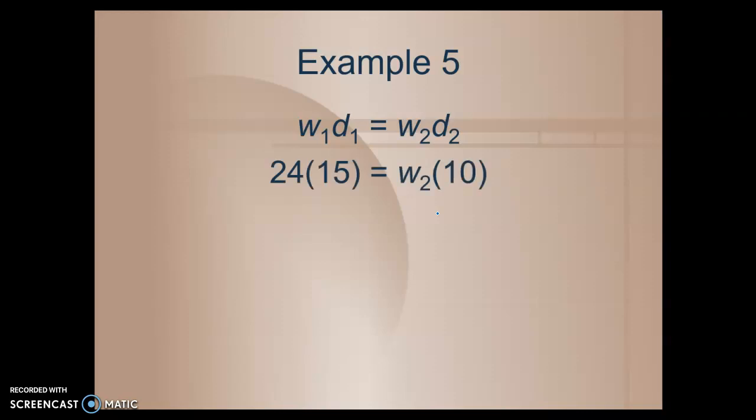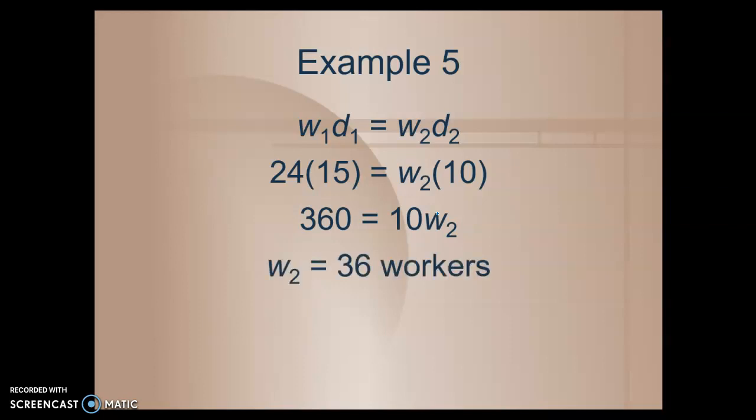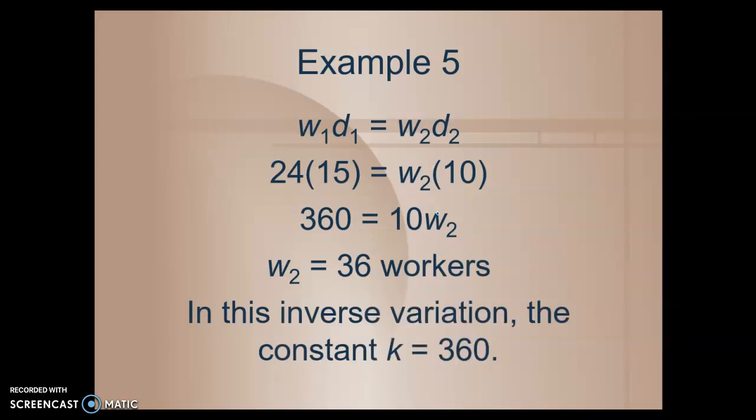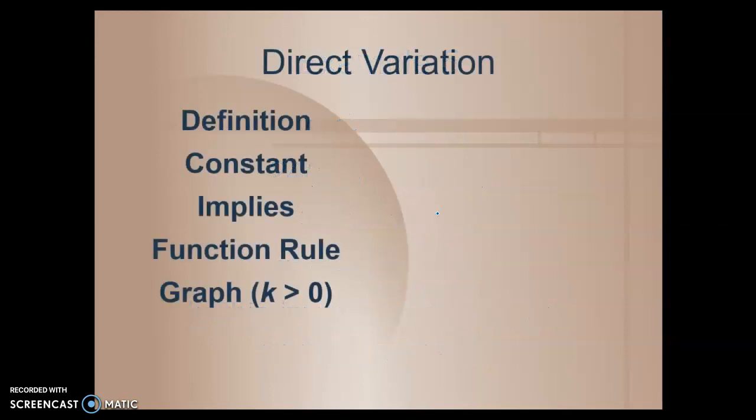24 times 15 then is equal to our number of workers for the second set of information, and we want it done in 10 days, so times 10. We get 360 equals 10 W sub 2. Dividing both sides by 10 tells us that we will need 36 workers to complete that census in 10 days. Remember, the constant is the x times the y, or the w times the d. In this case, 360.